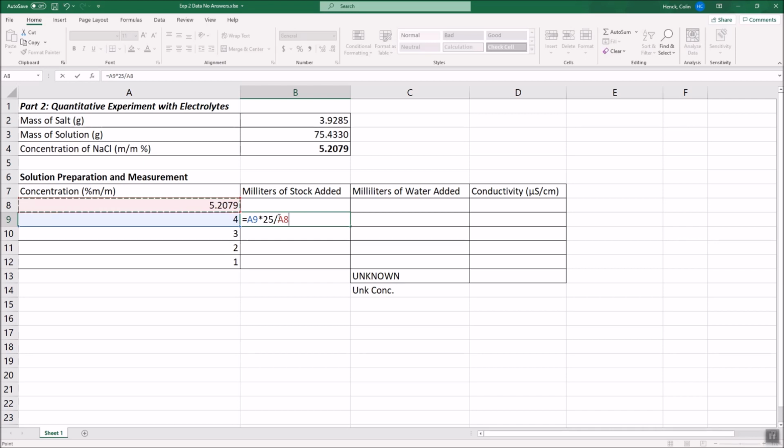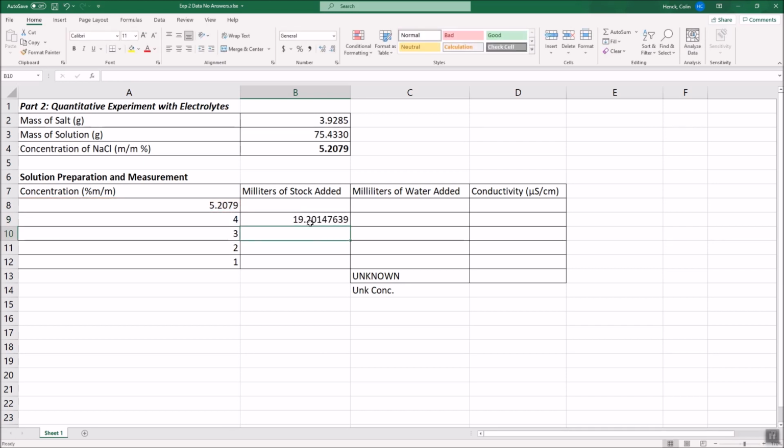Because I want to drag this down and find the recipe for the 4, the 3, the 2, and the 1% solutions, I don't want this A to drag. So I hit F4 and it puts dollar signs around it. So $A$8 tells Excel don't drag that cell, only drag this cell. So this will become A10 when I drag it down, but this will stay as A8.